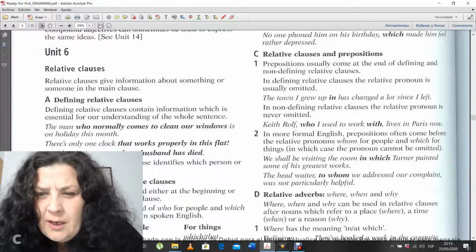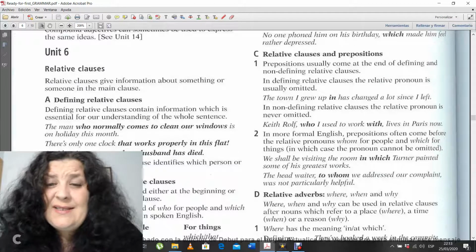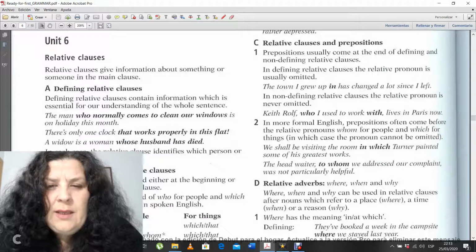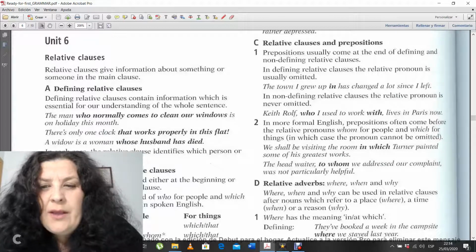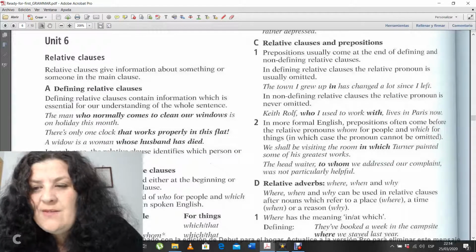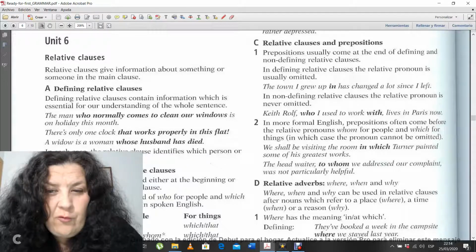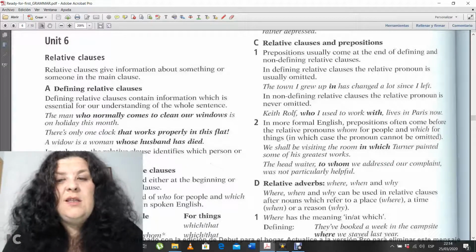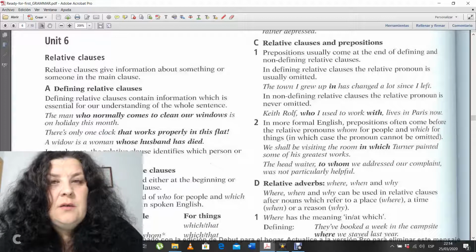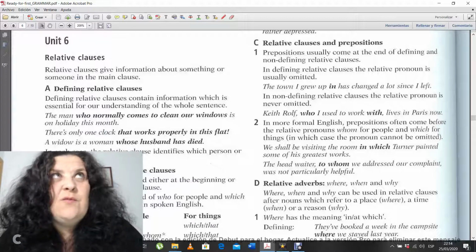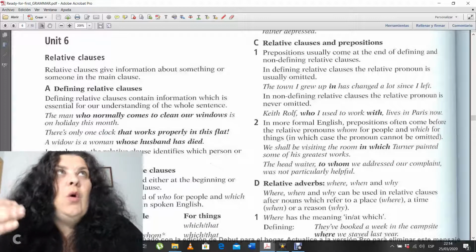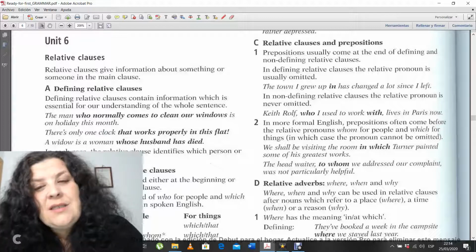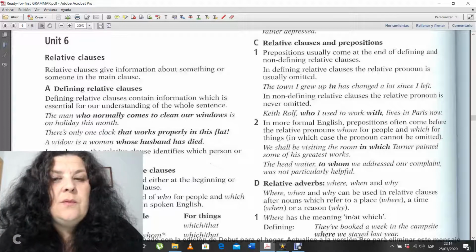In non-defining, the relative pronoun is never omitted. For example, Keith Rolfe, comma, who I used to work with, comma, lives in Paris now, right? So you see, the preposition goes at the end, because if you think in a Spanish way, you will say with who, yeah? But, you know, the most common way to do it is to place the preposition at the end.